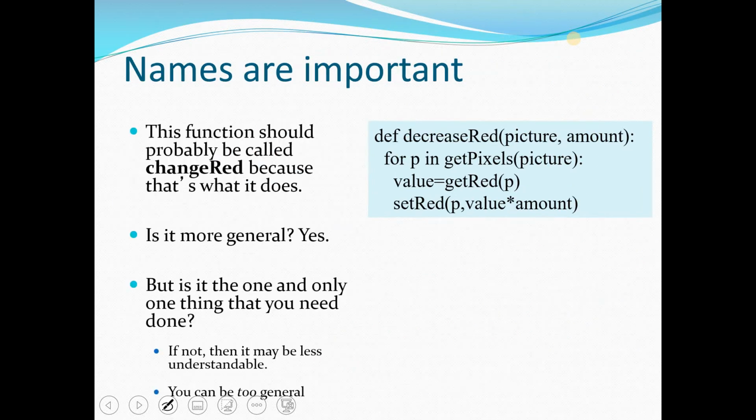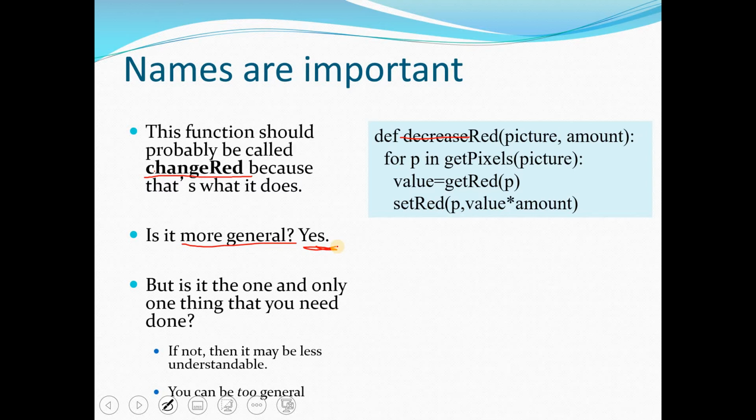Going next. So remember, the same thing they have written over here. Decrease red. Now you should change it because you can increase also. So the correct name is change red. So the function should now be called change red. Is this function more general now? Yes, definitely. It's more general because it can decrease and increase also.